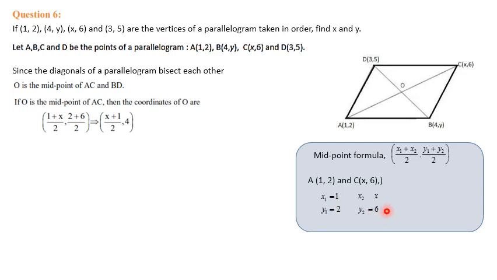y1 is 2, y2 is 6. So (2 plus 6) divided by 2 implies 1 plus x. I am just writing (x plus 1) divided by 2. 2 plus 6, that is 8, divided by 2. 8 by 2 is 4.